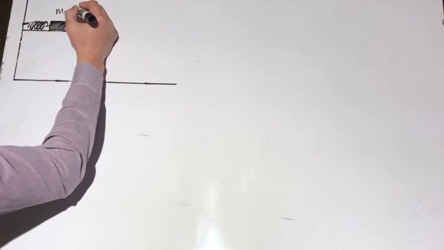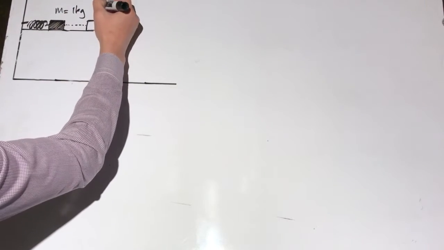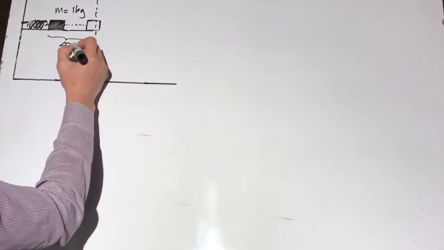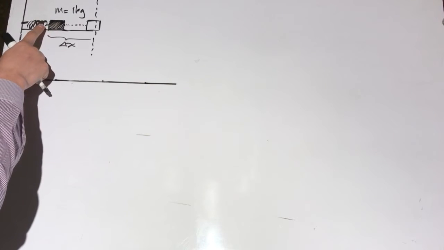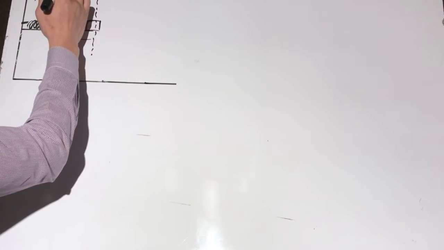The box itself has a mass. I'm just going to say mass 1 is 1 kilogram. And this is the original position. The spring is being compressed by how much? We don't know. That's what you're looking for. The box itself is attached to the spring, so there's a spring constant. I'm just going to put it as 10. It's only 10, okay? That's the spring constant.